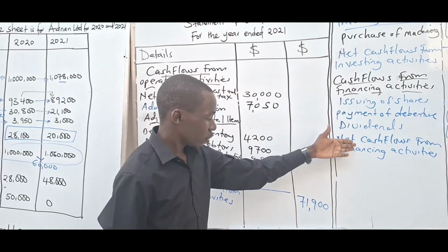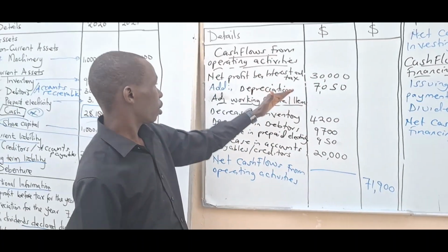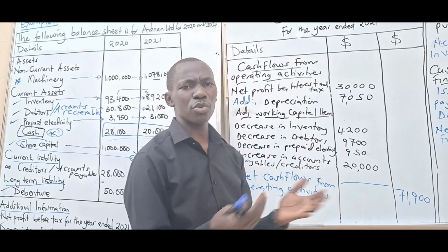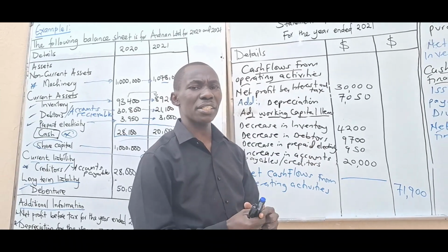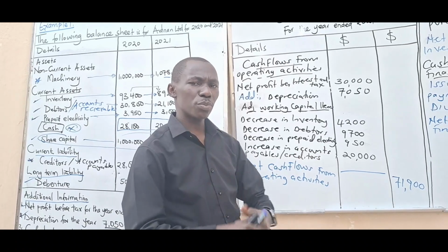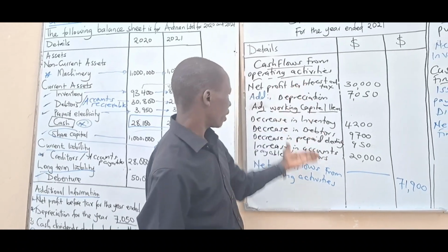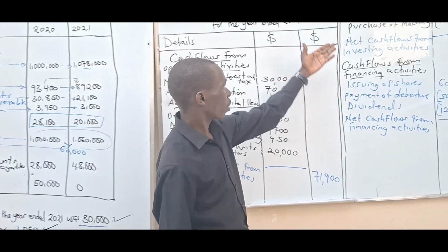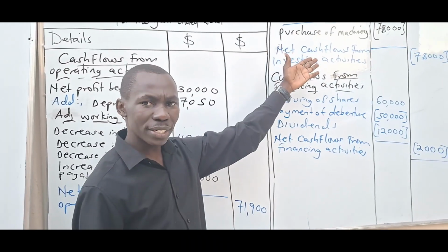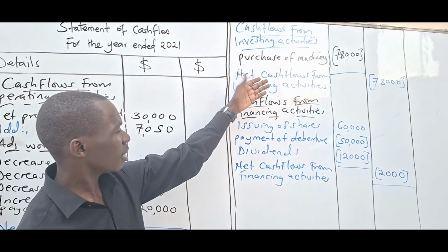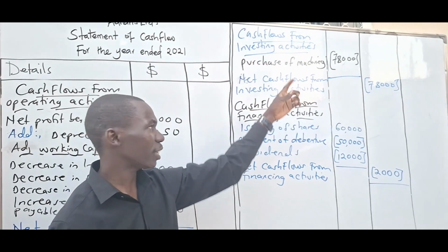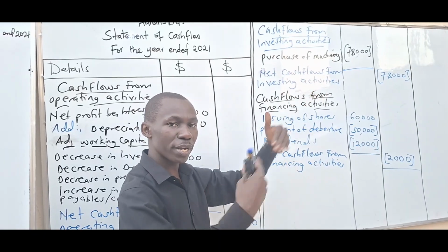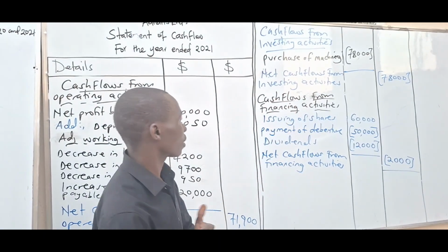We have managed to go through the cash flows from operating activities. Very clear. You look at net profit before interest and tax, adjust with non-cash items, depreciation, gain on disposal, loss on disposal. You adjust working capital items. Then for cash flow from investing activities, you look at non-current assets. If it is reducing, it means you sold, so it will be a positive figure. But since it increased, it means you bought and spent money to buy machinery worth 78.